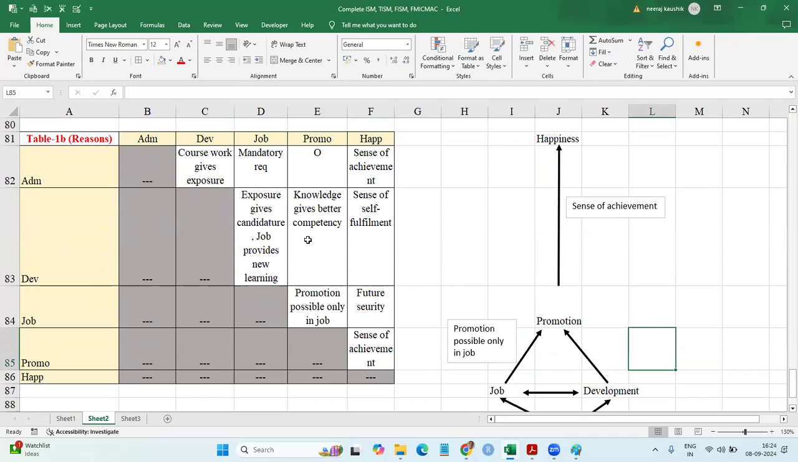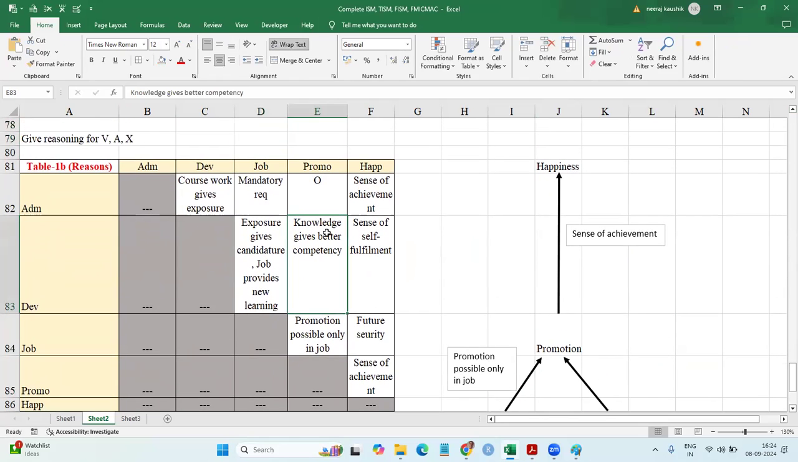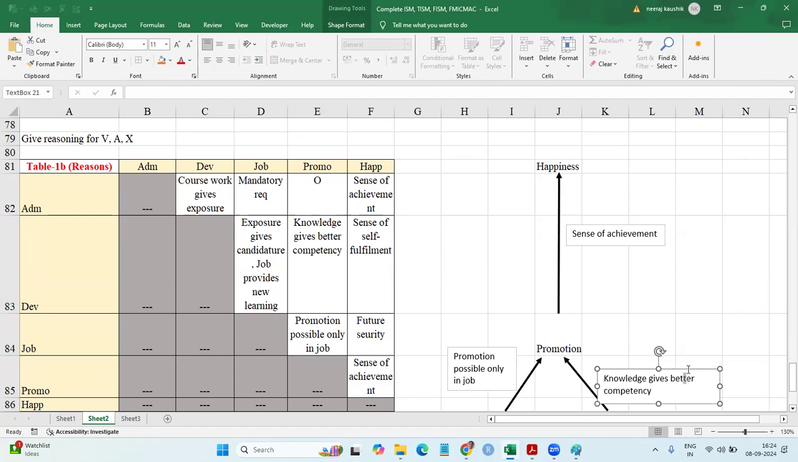From development to promotion, this is promotion. Knowledge gives better competency. Copy, go to the insert, text box, here, knowledge gives better competency.